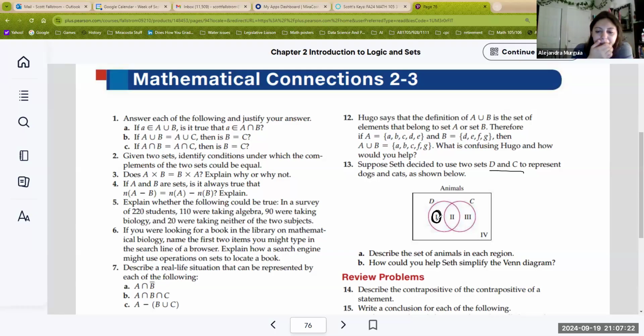Like, what is region 1? Region 1 is dogs and not cats. They are dogs and not cats. What would be in region 2 if it could exist? Dogs and cats. So you can see this is a horrible Venn diagram to draw, right? Okay, region 3. That would be cats and not dogs. Region 4. Not dogs and not cats.